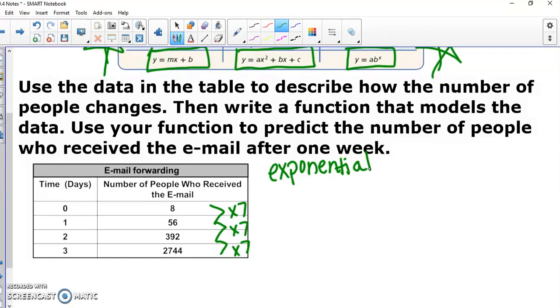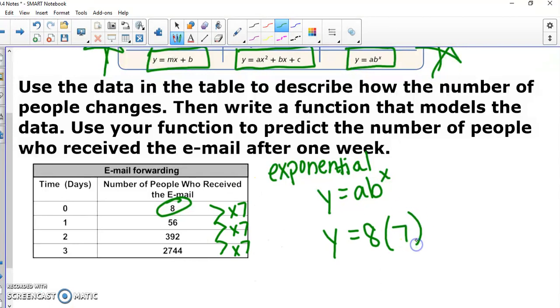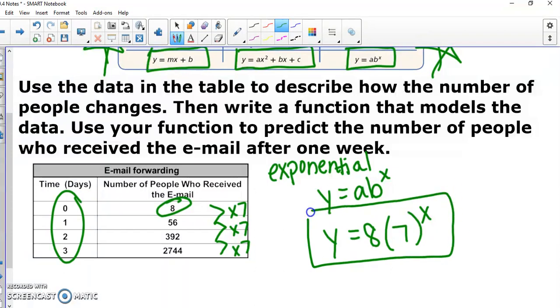So that means we're going to take our form of an exponential equation, this a times b to the power of x, and then we're going to just sub in. So this a value is going to be what I started with, my initial value of 8. B is going to be what I'm multiplying by each time. So in that case, that's 7. And then x will be however many days go by. And that'll depend on this over here. But now I've taken that data and put an equation with it.